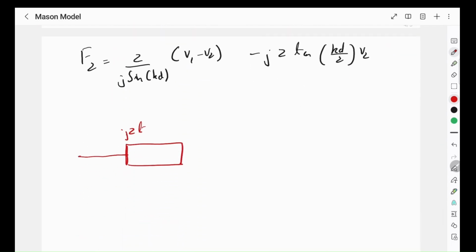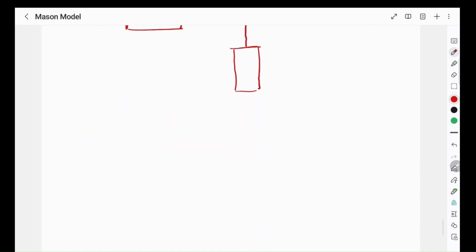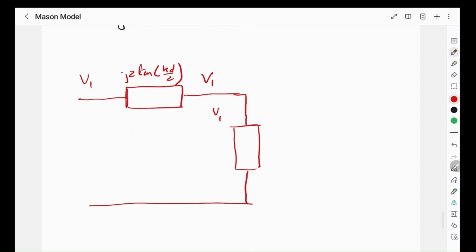J Z tan KD by 2, this is the resistor, and instead of the current I will have the velocity V1 here in the Mason model. Here is another resistor, where I will have the velocity V1 minus V2. Here is the force I am applying, F1, and the sum of the velocity. So this is the velocity V2, similar to the current I2 if you think in terms of the current analogy.